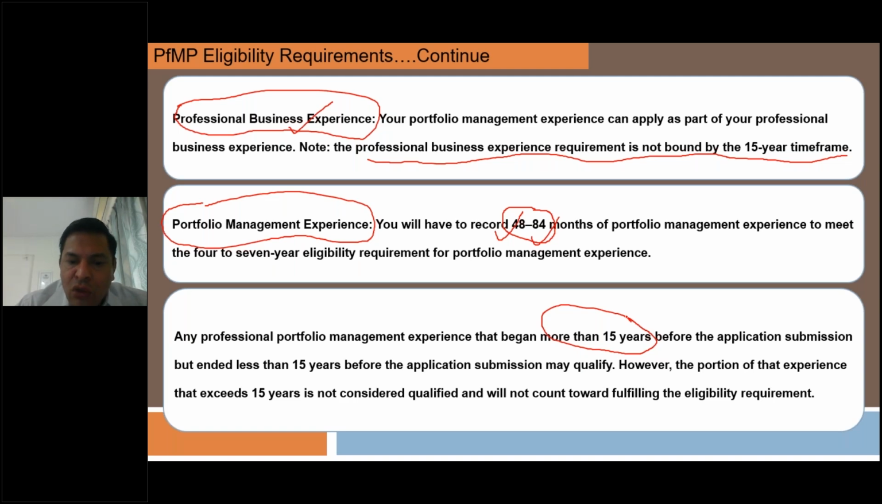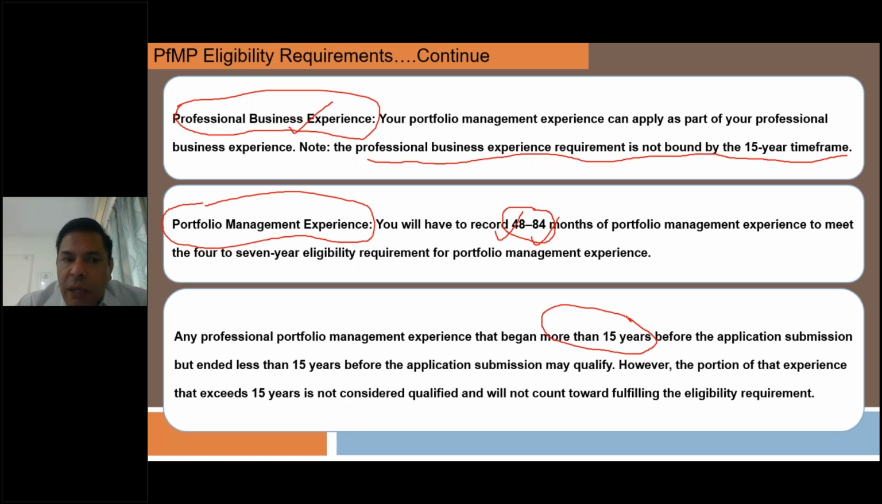But how do you calculate the last 15 years? It is not from the day you submit your application. Suppose you are submitting your application in September 2020. If you want to demonstrate an experience from 2002 or 2003, and it finishes within the last 15 years, say from 2004 to 2008, that is acceptable. I hope I have made it clear and you have understood it.